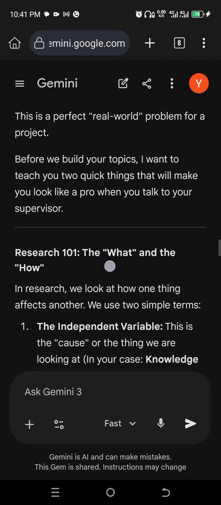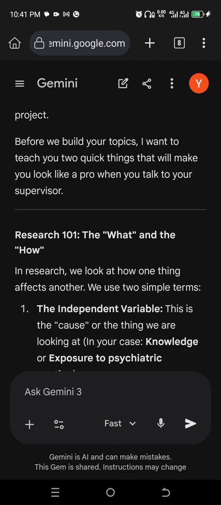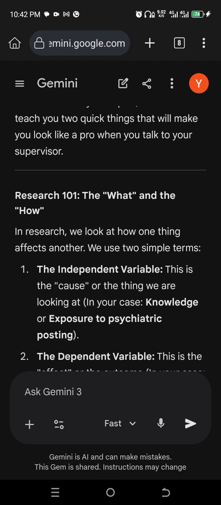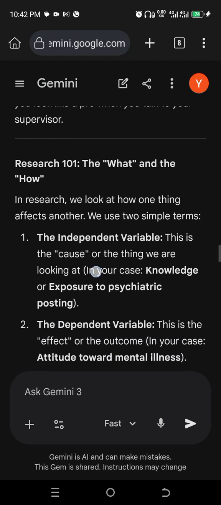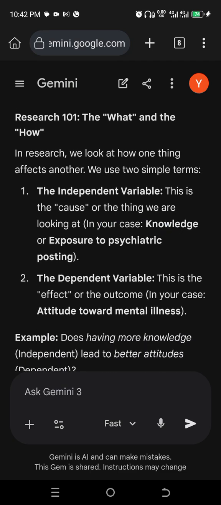Okay, before we build your topic, I want to teach you two quick things that will make you look like a pro when you talk to your supervisor. So now the AI is trying to teach me something that I need but I didn't ask. It is telling me about the two variables that make up a topic: independent and dependent variable.